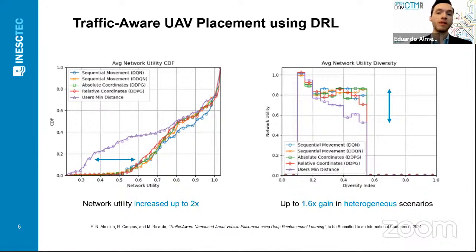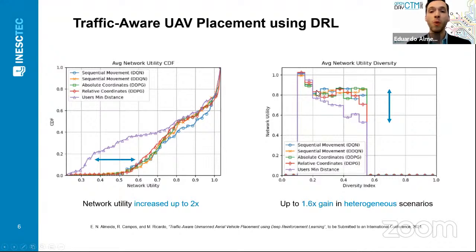And on the right-hand side, we have another plot where we plot the network utility as a function of the diversity. So this diversity essentially tells us that if this diversity is closer to 1, it means that our scenario is more heterogeneous. So there are more differences in the traffic generated by one user to the remaining ones. So there is more heterogeneity, and 0 is the opposite, so homogeneous scenarios.